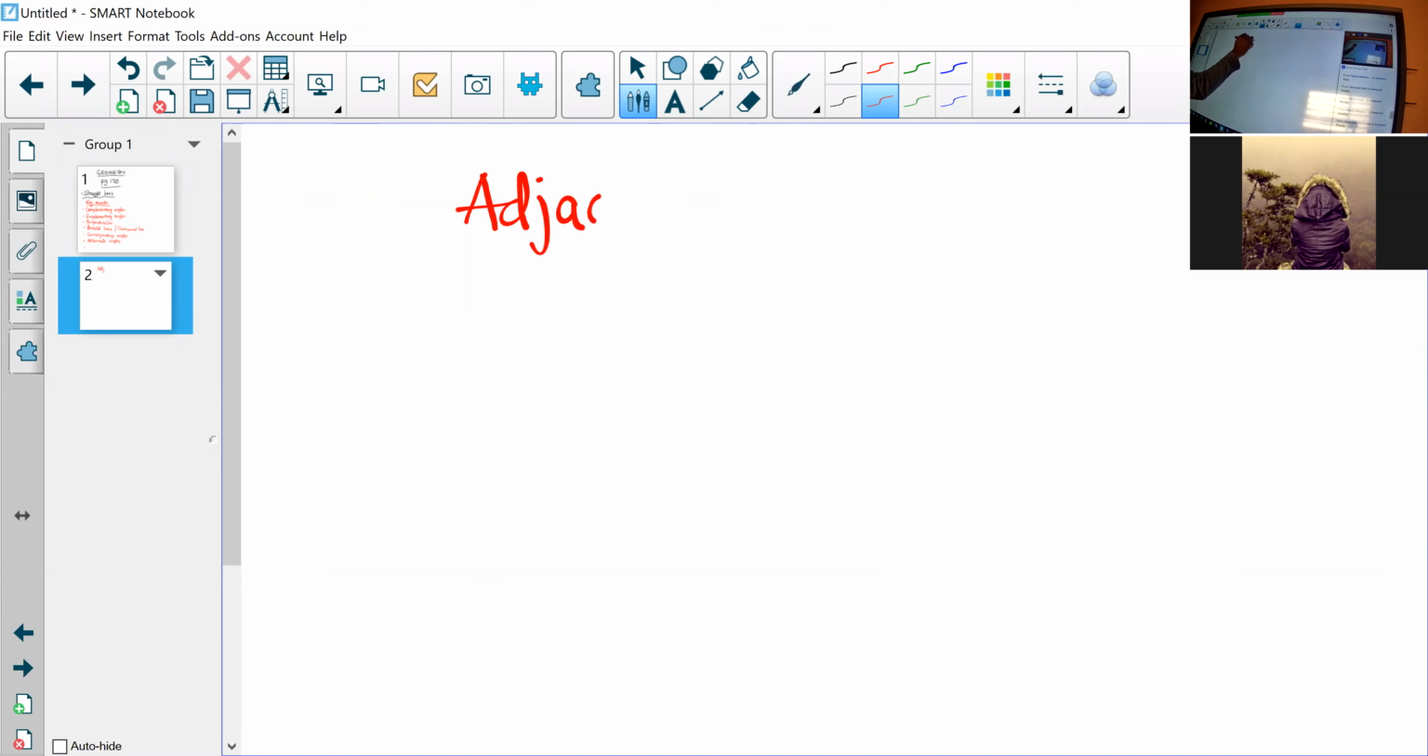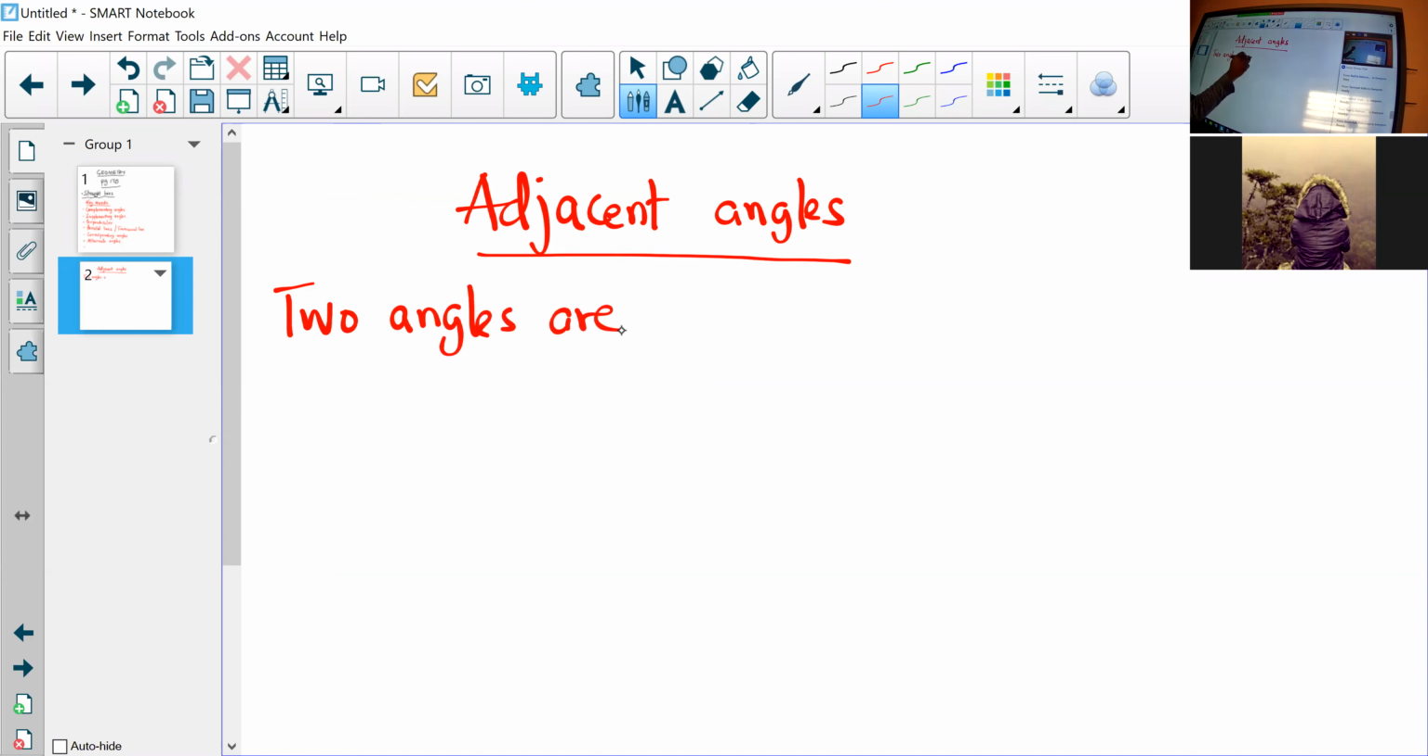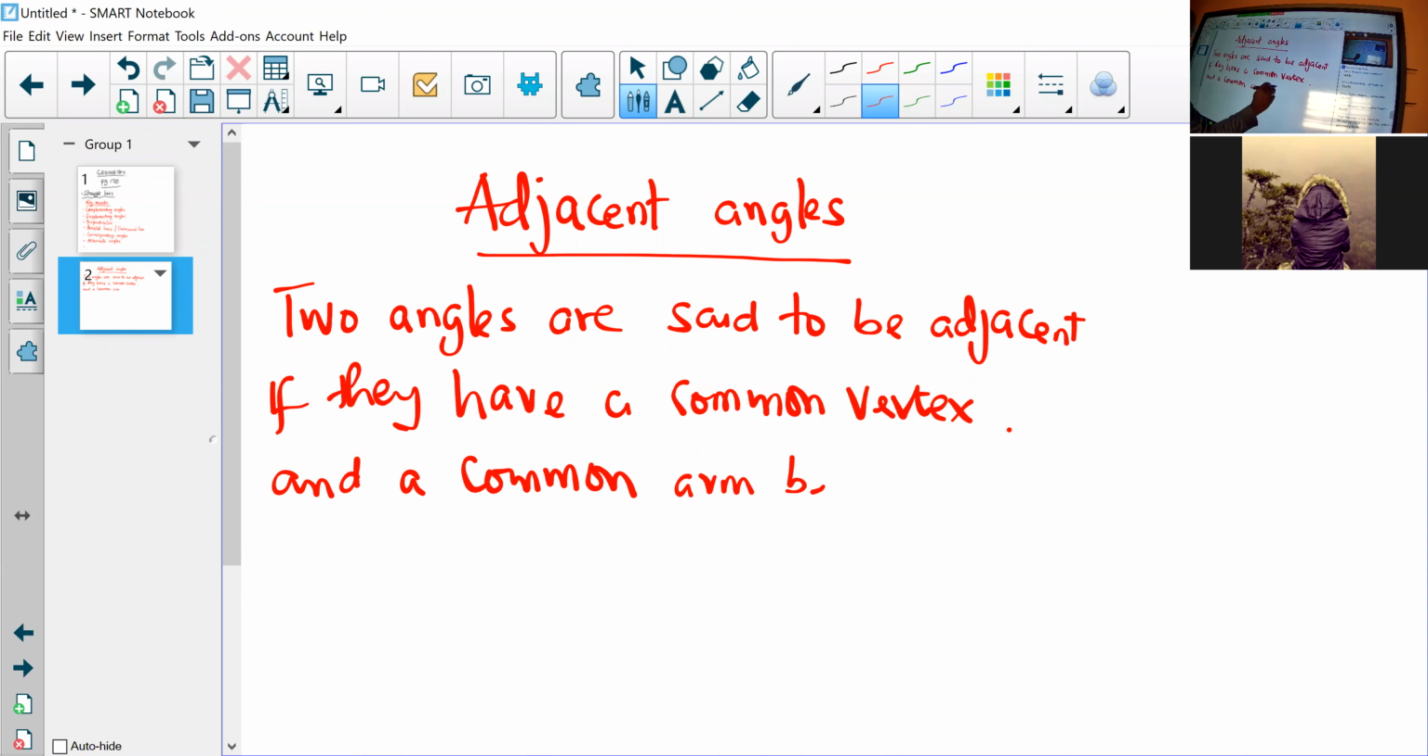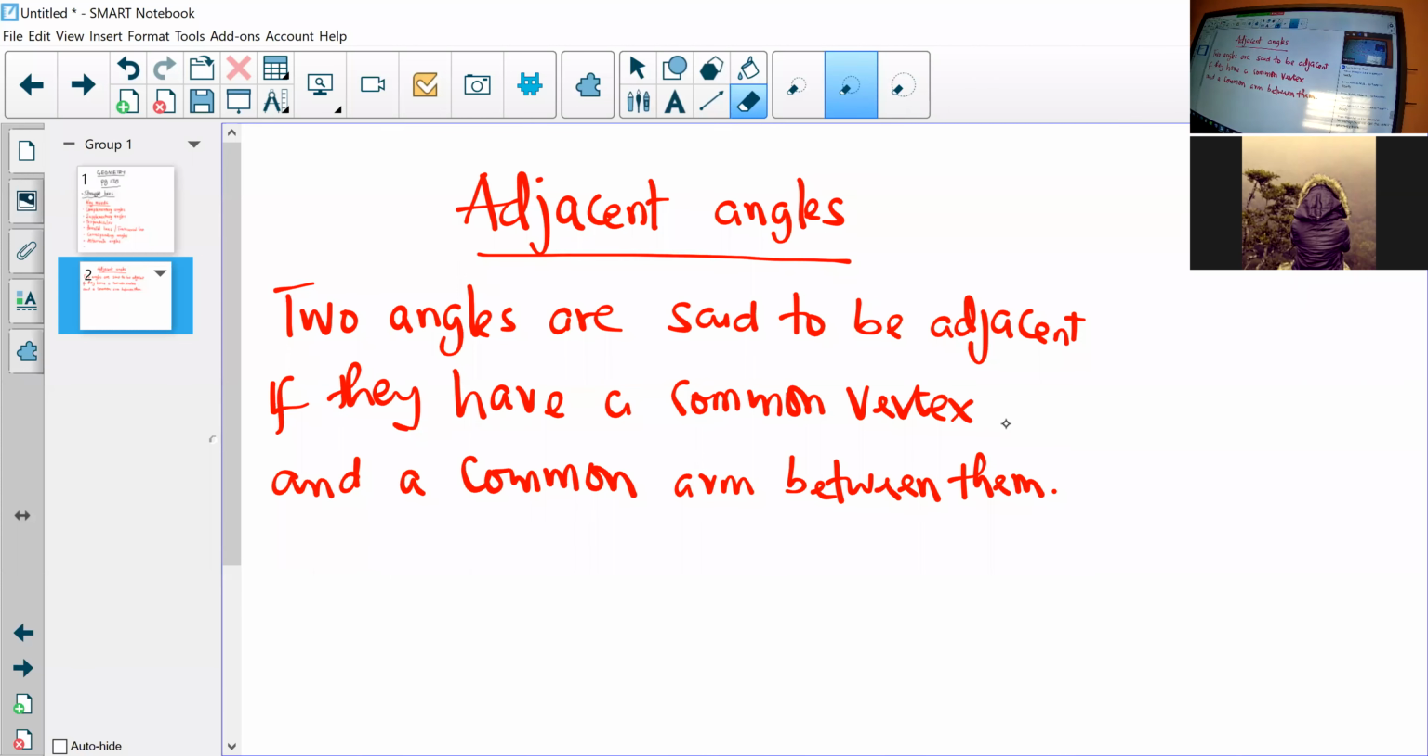Now let's start looking at those angles that we listed. Adjacent angles. Two angles are said to be adjacent if they have a common vertex and a common arm. Two angles are said to be adjacent.